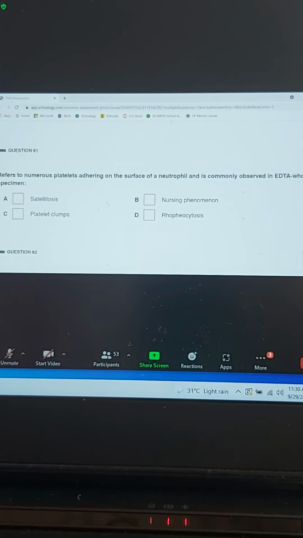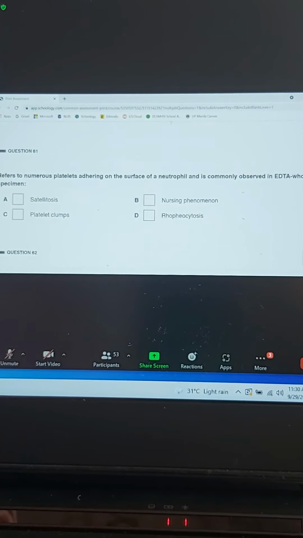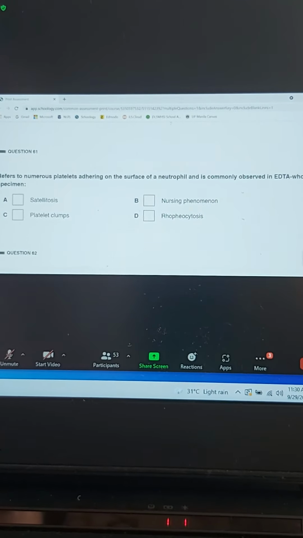61. So refers to numerous platelets adhering to the surface of a neutrophil and is commonly observed in EDTA whole blood specimen. Letter A. Okay. That is letter A, satelitosis.